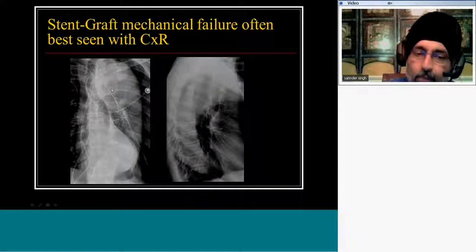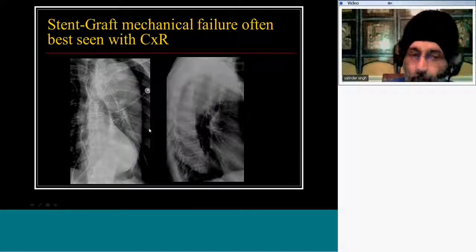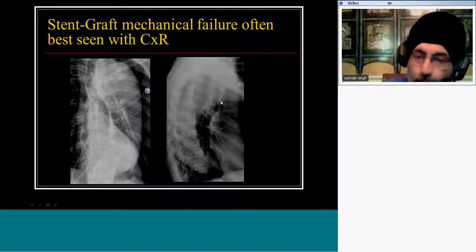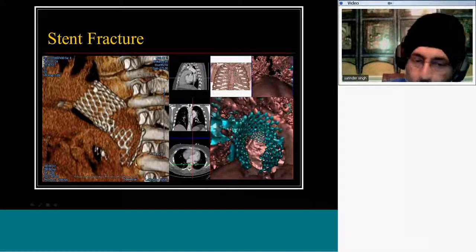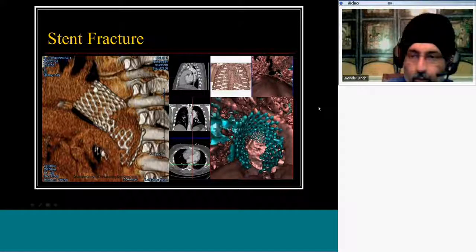Mechanical failures can be easily detected on a radiograph. If you do an oblique view, you can see the stents, or of course, you can do 3D reformats on the CTA and detect these stent fractures. Here is a good example of a patient who has a stent fracture. This should be a movie which is not playing. Anyway, you can do all these fancy techniques, go within the lumen and see whether there's a stent which is fractured or not.